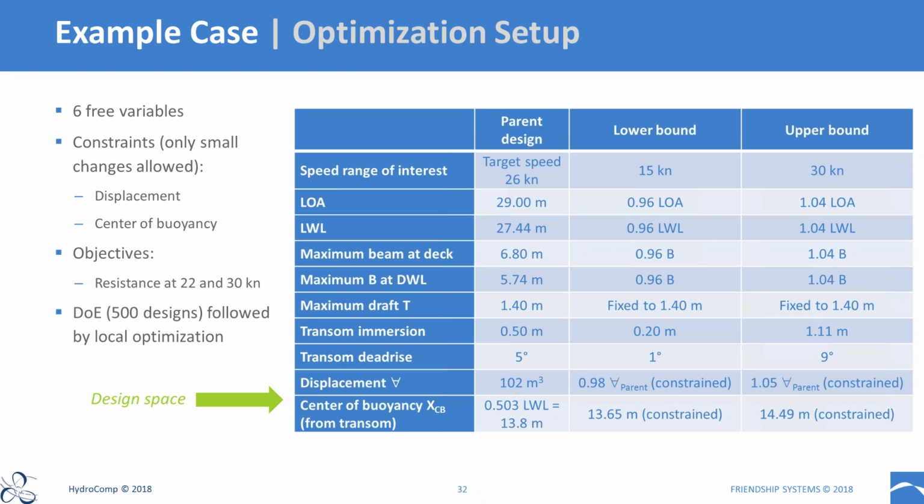In the table here at the right, you can see the design space, so the lower and upper bounds of the different values. Some of them are, let's say, the input variables that we're using. Some are outputs of the system. But this is, so to say, the design space that we're covering with our DOE setup.